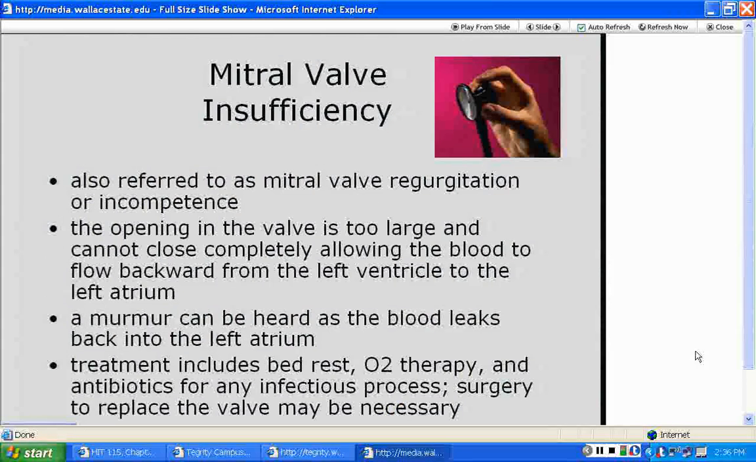In mitral valve insufficiency, it's also called incompetence or regurgitation. The mitral valve opens too far and the blood will leak backwards. With the heart valve problems, a murmur is heard, an abnormal heart sound as the blood flows abnormally. Treatment: bed rest, oxygen therapy, antibiotics again to prevent infection. Surgery may be used to replace the valve.